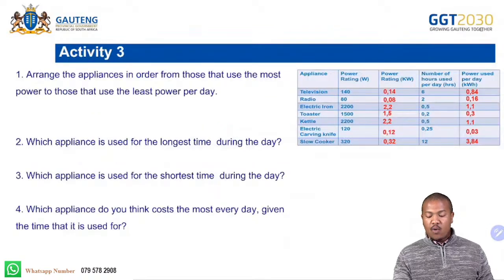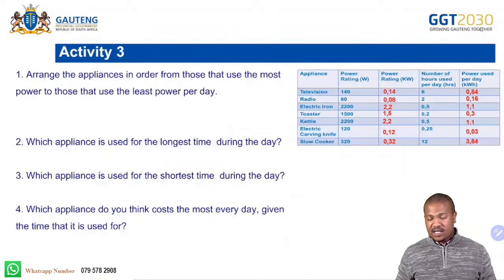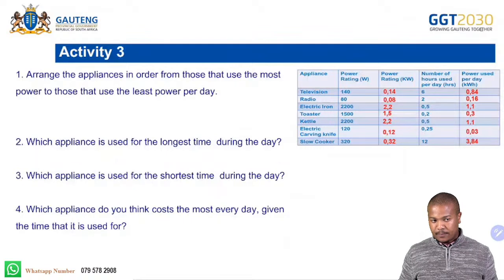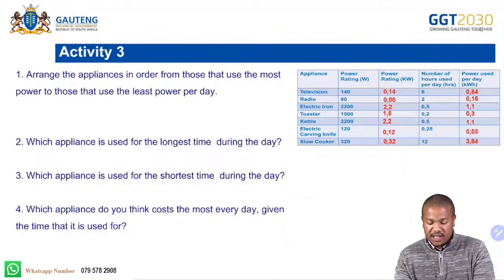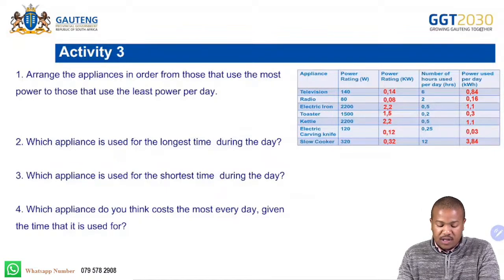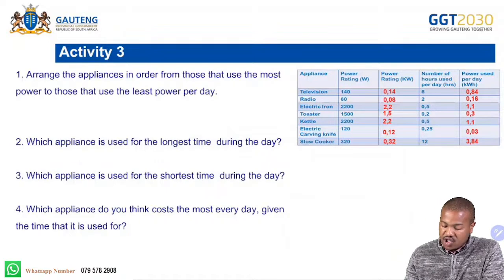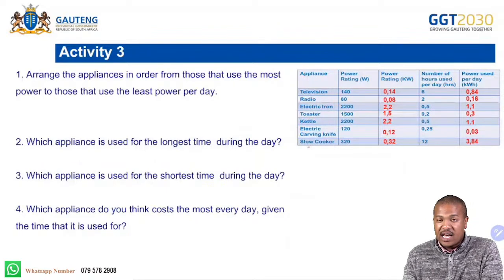So now we are going to engage in our last activity, and after that, you're going to summarize what we have learned for today. It says arrange the appliances in order from those that use most power to those that use the least power per day. So we're going to use this table alongside here.